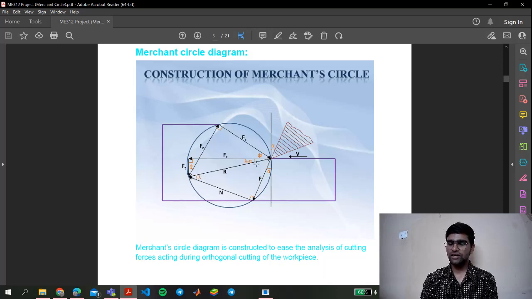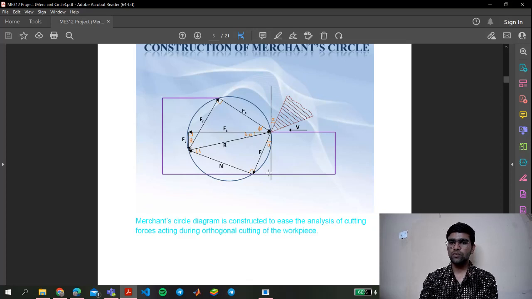This is the resultant. We can see a perfect circle in which all the forces are well drawn at particular angles. We will try to make a code that can give us this merchant circle at certain parameters of known forces, velocity and angle.